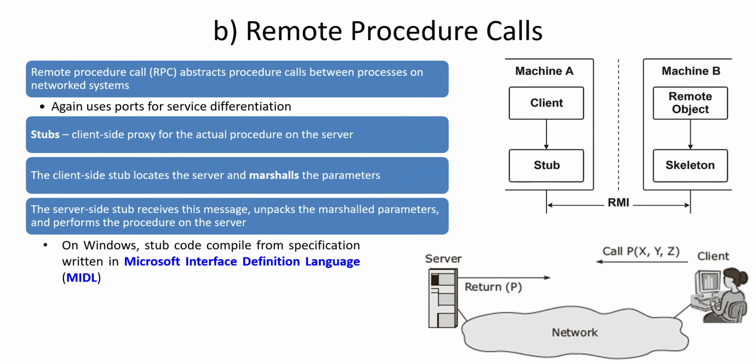Now let us look at the diagram. Suppose the client wants to call a procedure, for example P of x, y, z. The client makes the procedure call. The client-side stub converts the procedure parameters into a suitable message format. This is called marshalling. The message is then sent across the network. At the server side, the server stub receives the message, and unpacks or unmarshals the parameters. Then the actual procedure is executed on the server. Finally, the result is returned to the client.